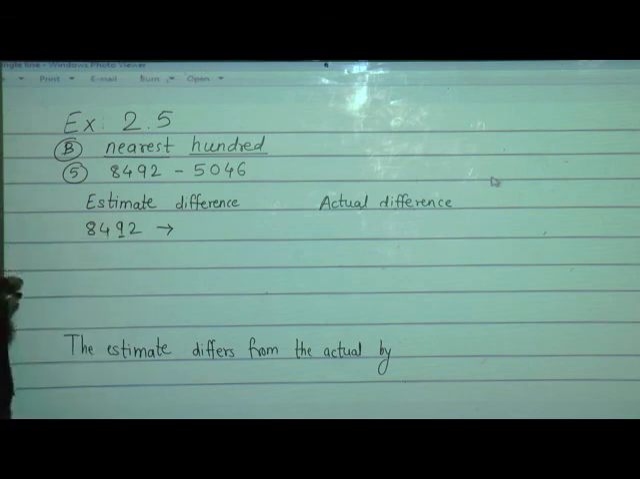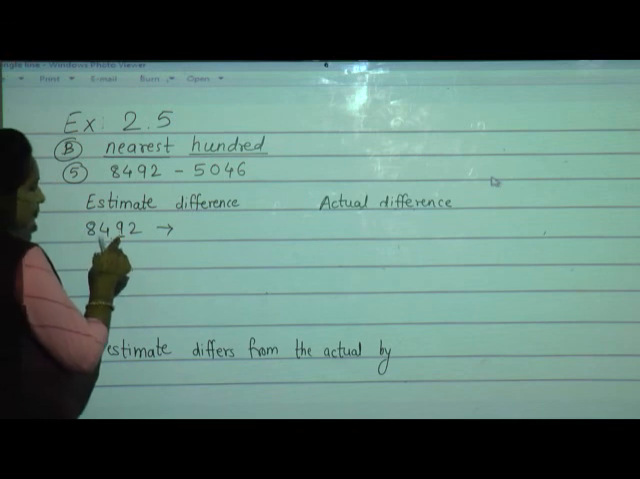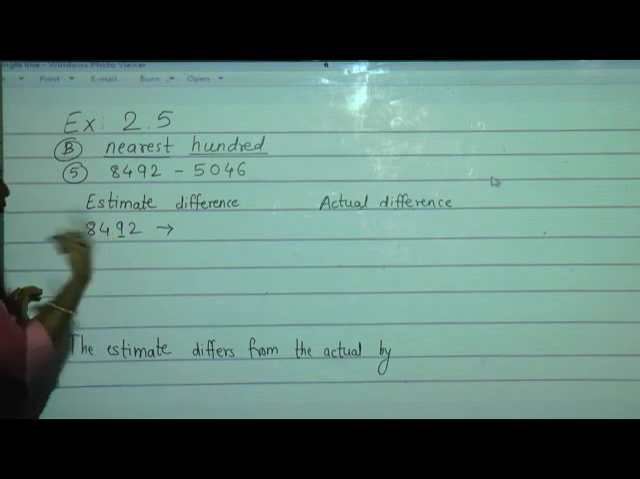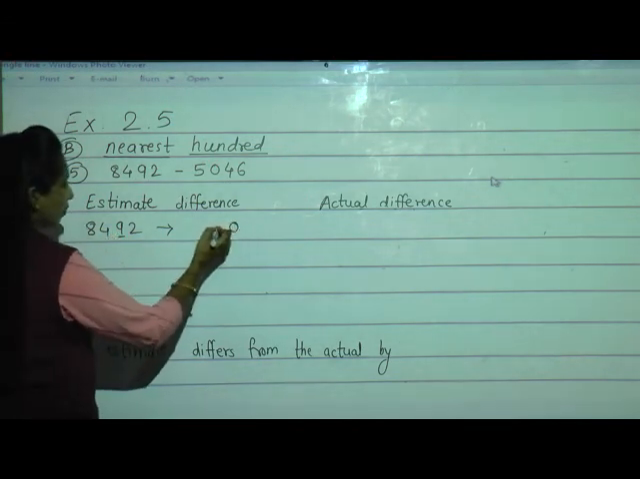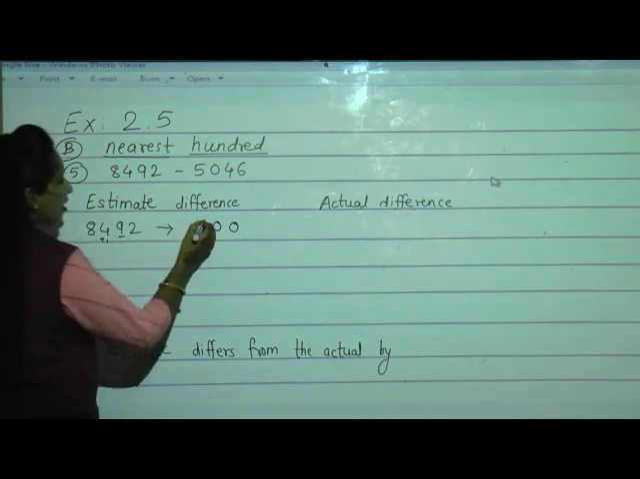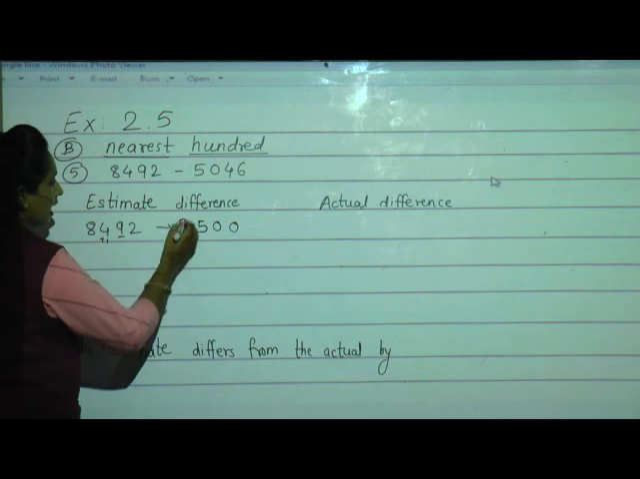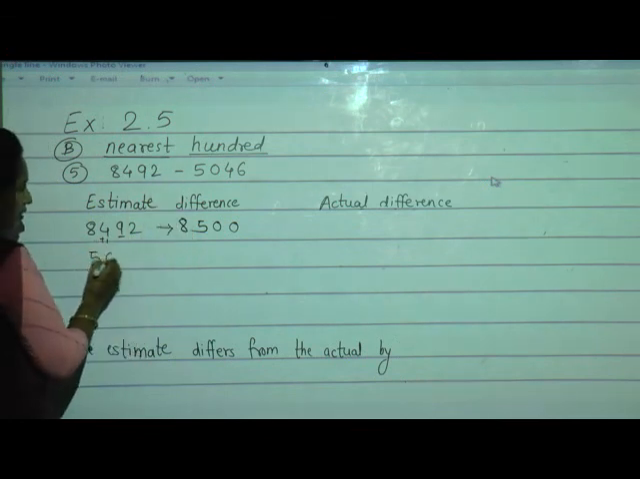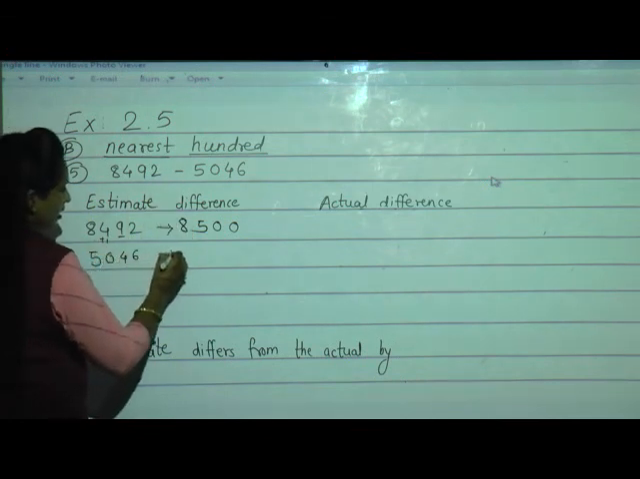So underline the tens place. What is there on tens place? 9. If it is 5 or more than 5, place the 0 at ones and tens, add 1 to the hundreds place. So 4 plus 1 is 5 and 8 as it is. So the next number is 5,046.